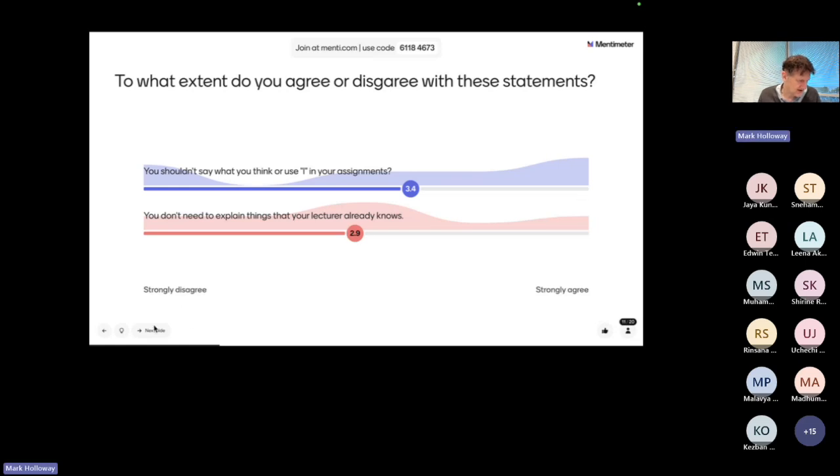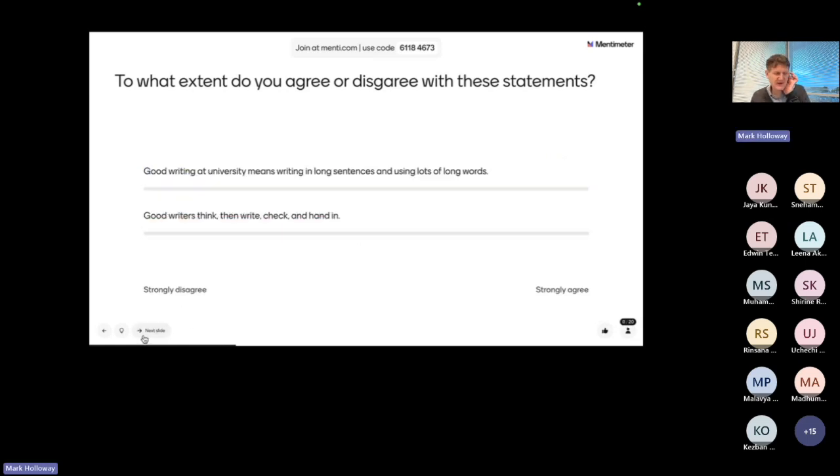Okay, and 2 more statements. These are the last of my statements to share with you. Good writing at university means writing in long sentences and using lots of long words. And good writers think and then write, check, and hand in.